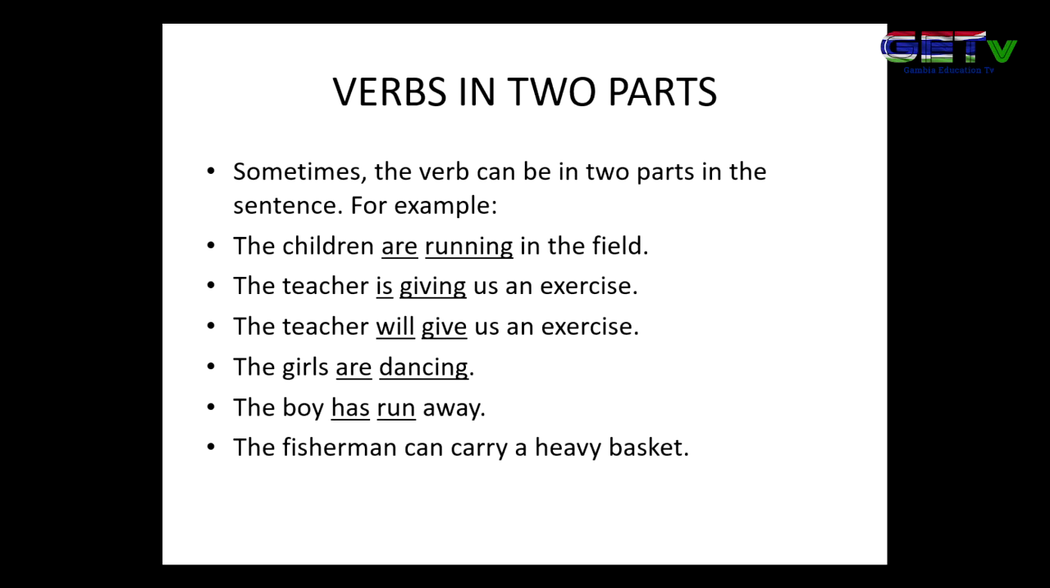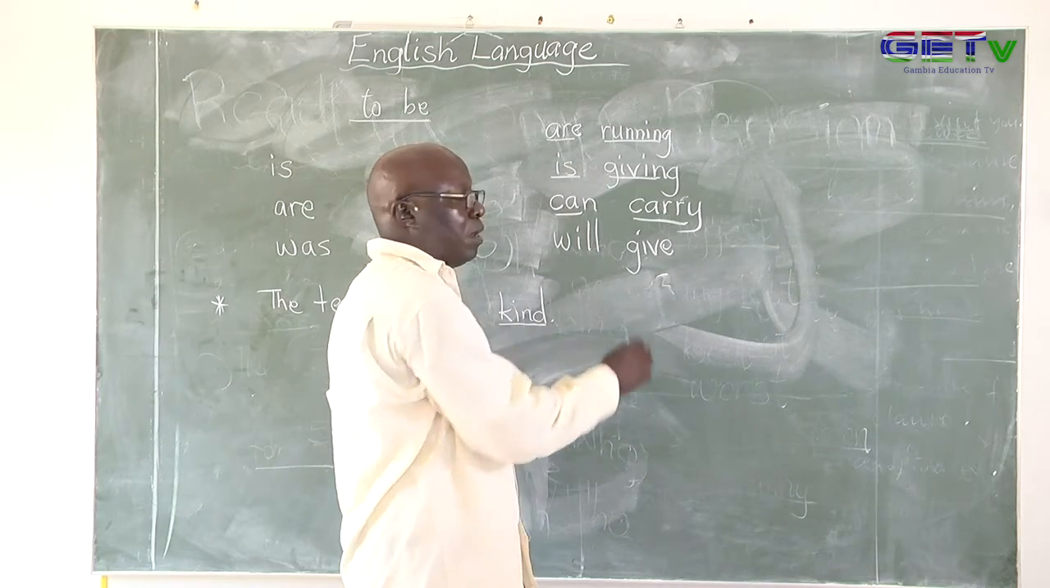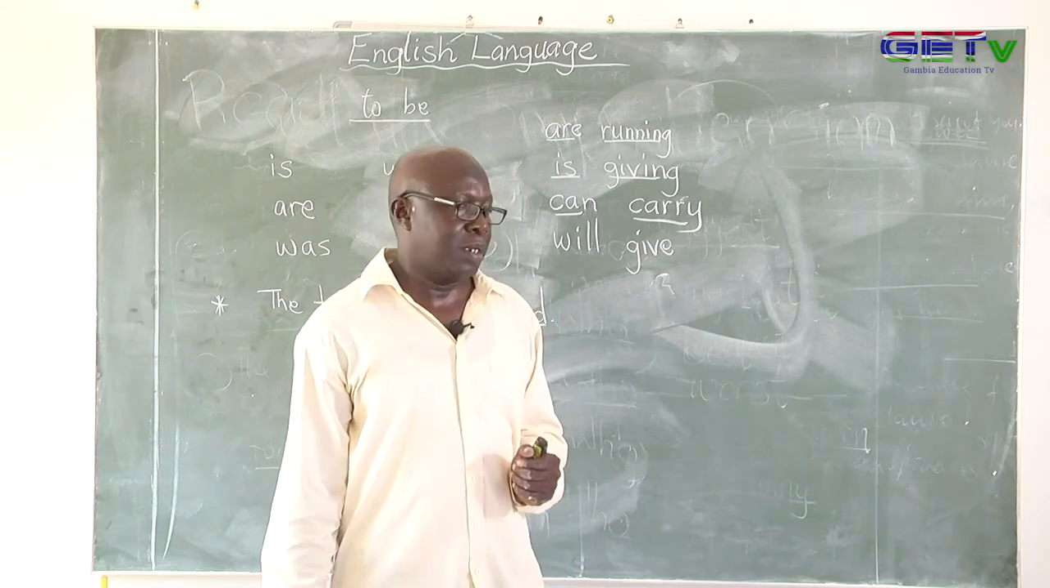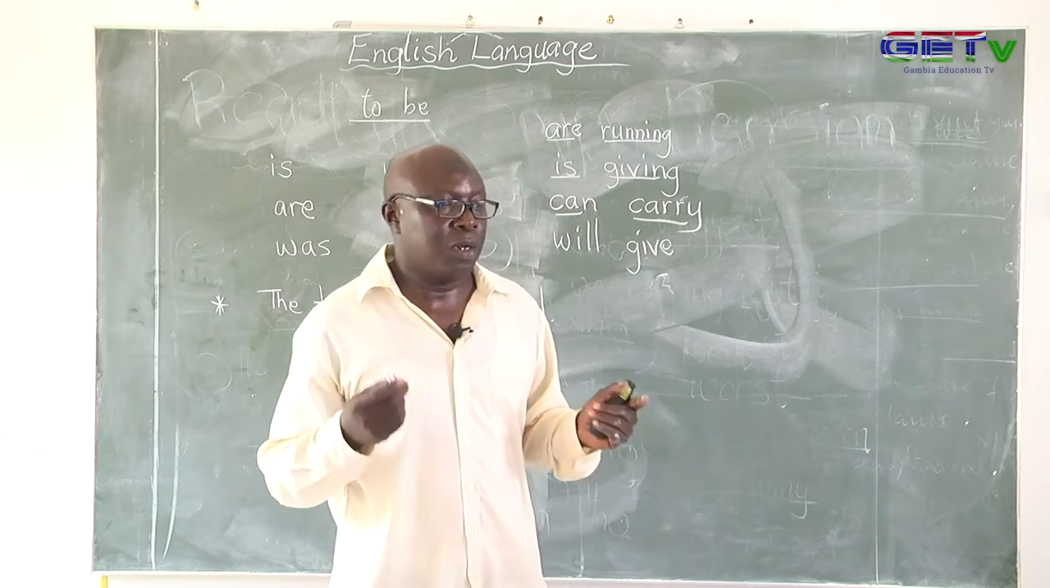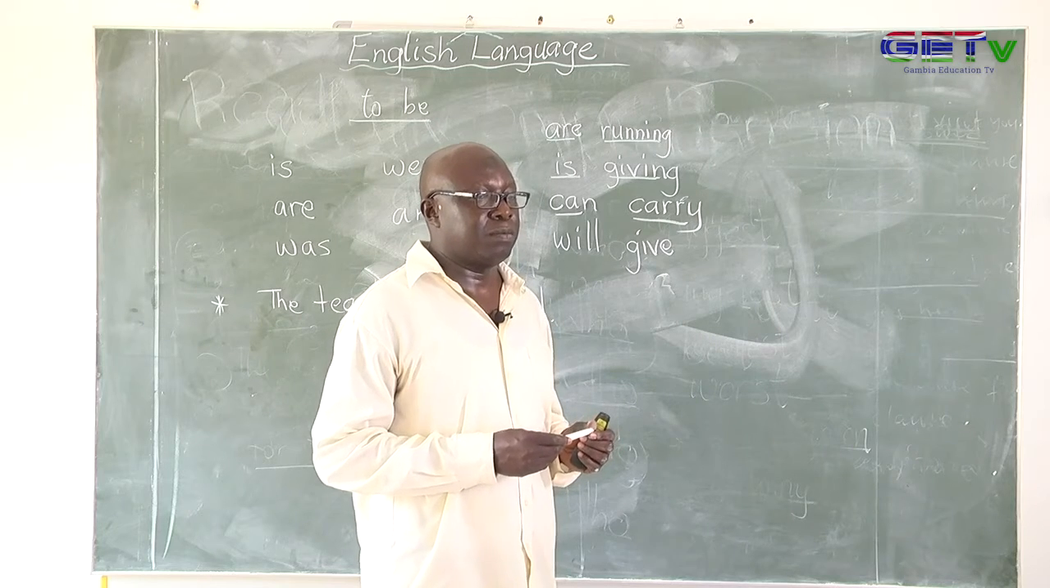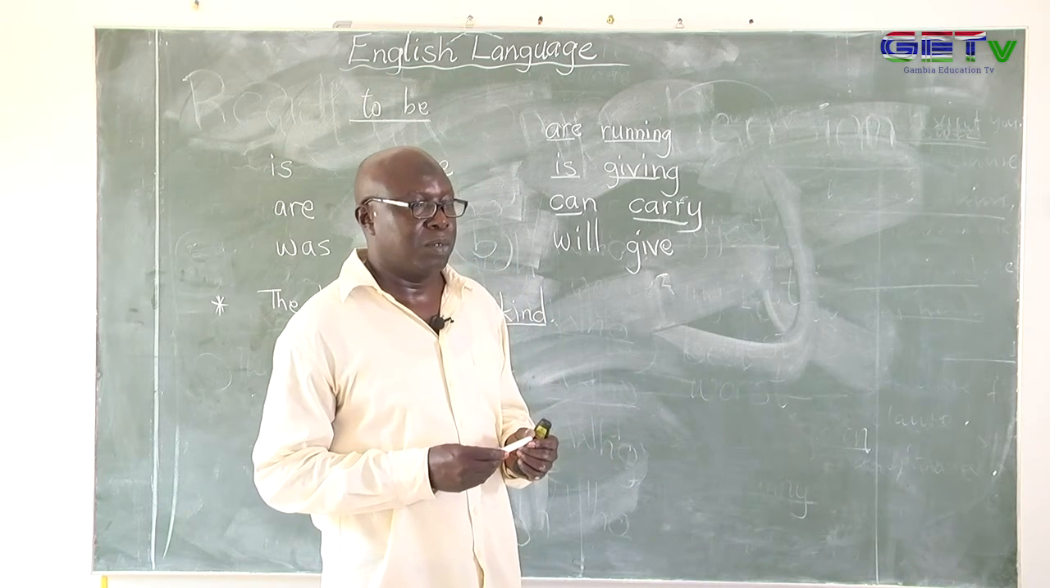The teacher will give us an exercise. If I just say "the teacher give us an exercise," I'm giving this sentence a different meaning altogether without the word "will." The girls are dancing. If I leave out the word "are" in that sentence and just say "the girls dancing," I will sound ridiculous. I will sound very funny, and the language will not even be correct. This is how some of us speak, though, but it's very wrong.